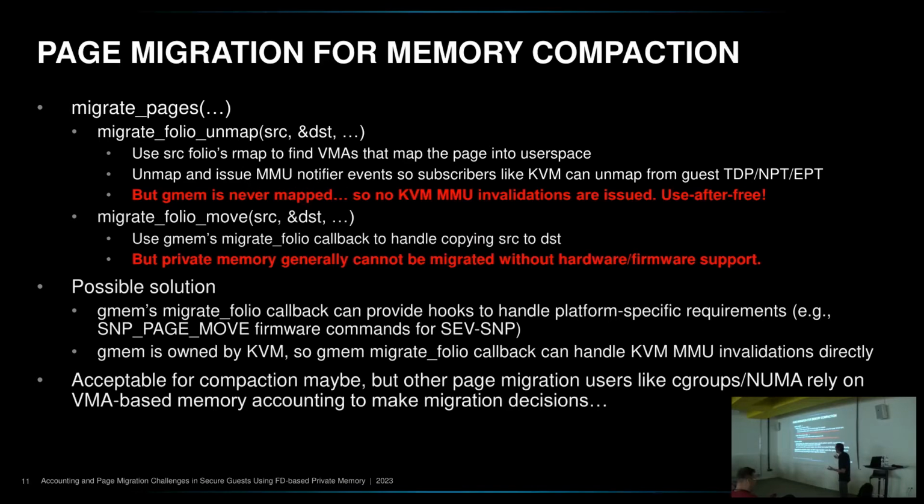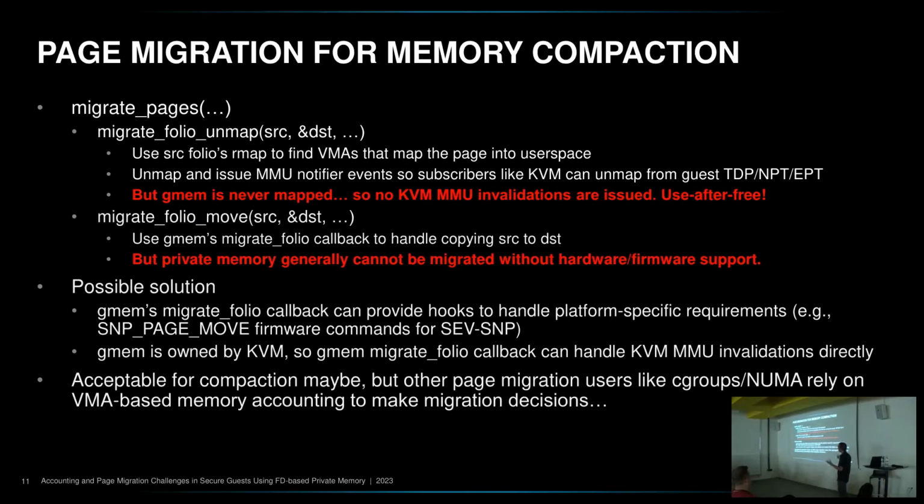And that becomes an issue because the KVM MMU is one of the subscribers to MMU notifier events. And normally in response to something like this, it would unmap that page from the guest's nested page table so the guest wouldn't be trying to access it while that migration's happening. And that doesn't happen here, so that causes problems. And the next stage of migrating the page is when you do the actual copy of the source page to the target page. There's a migrate folio callback that's registered by the GMEM instance, and that callback is what will actually handle copying the source page to the new destination page.